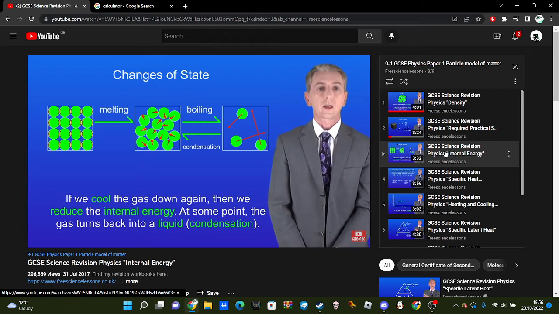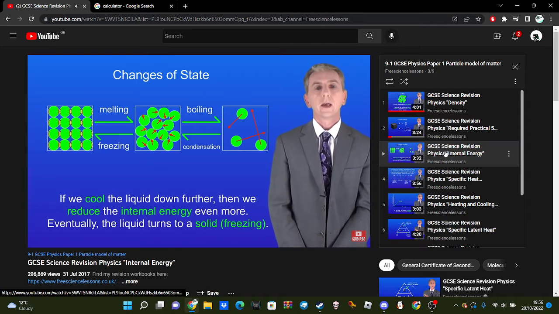At some point, the gas turns back to a liquid, and we call that condensation. If we cool the liquid down further, then we reduce the internal energy even more, and eventually the liquid turns to a solid, and we call that freezing. Now, there are a few other points that we need to look at.